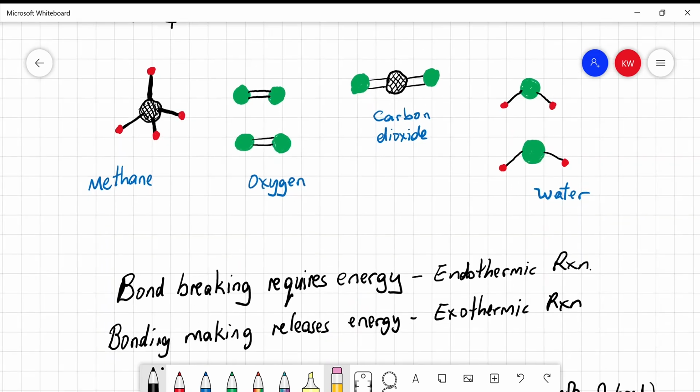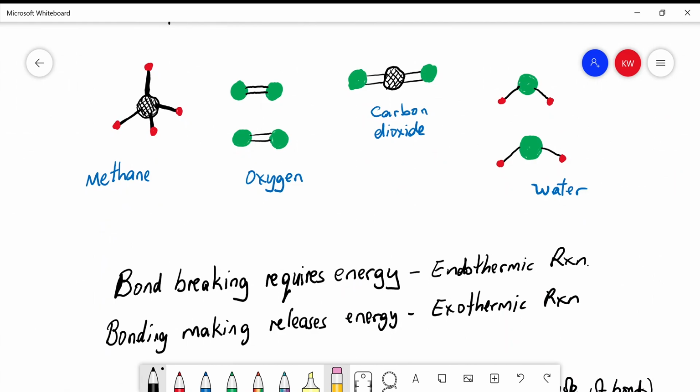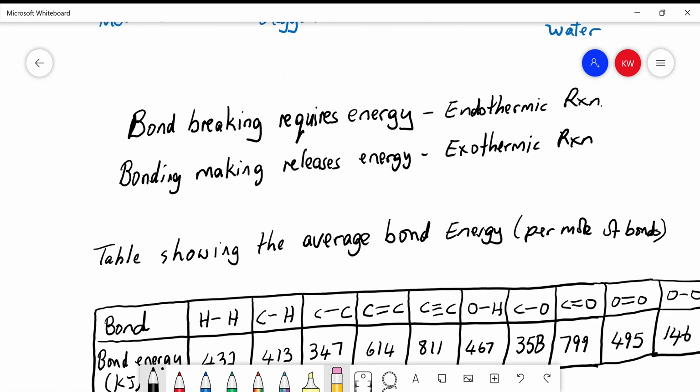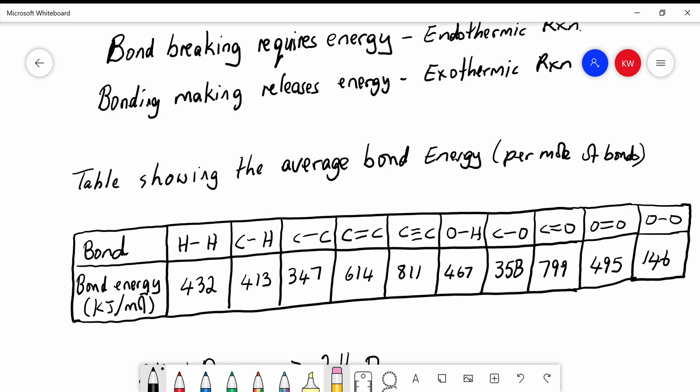Bond breaking requires energy, so it's an endothermic process because we're absorbing energy. And bond making releases energy, and that's exothermic. Here's a table showing the average bond energy per mole of bonds. We say average because the energy to break the first CH bond is going to be different from the energy to break the third one. But if we take an average, we have an idea how much it is to break a CH bond.